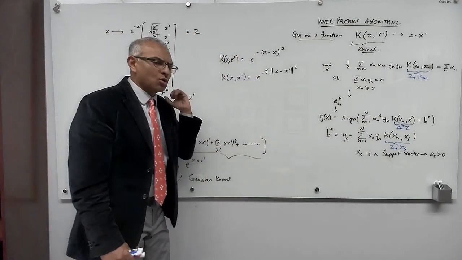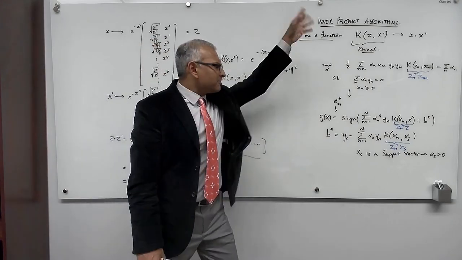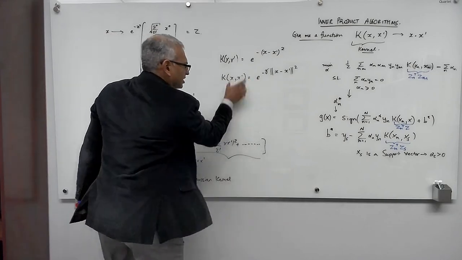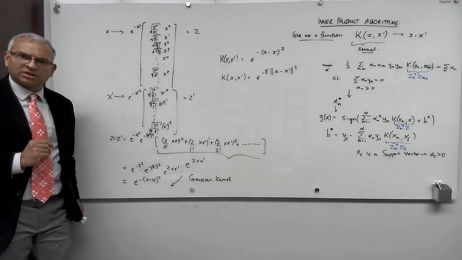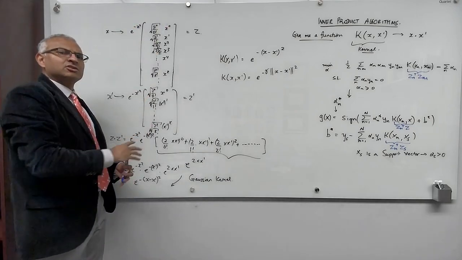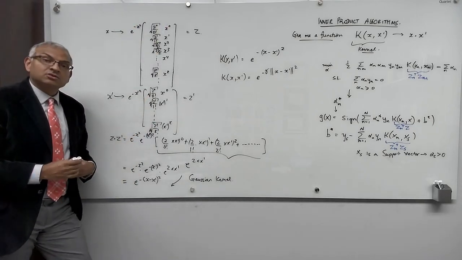That's the world that it has opened up. The ability to now forget about that feature transform space and simulate it with a kernel. That's all that's going on here. And we have lots of kernels now, and we sometimes don't even know what feature space it corresponds to. We can just prove that it corresponds to a feature space.